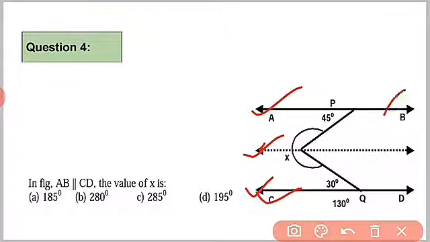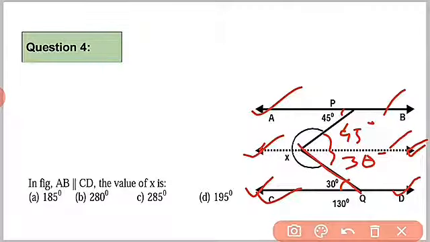So taking the first two lines, these two lines are parallel, and we have been given this angle as 45 degrees. So what will be this angle? This angle will be 45 degrees. Now we know this line and this line are parallel, and this angle is given as 30 degrees. So what will be this angle? It will also be equal to 30 degrees. Why? Because alternate interior angles are equal and this line is acting as a transversal.